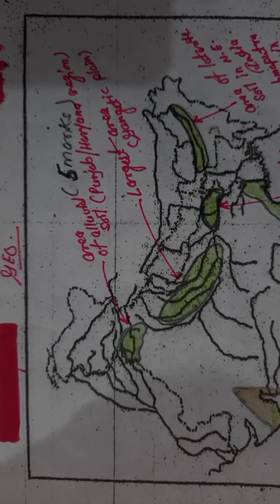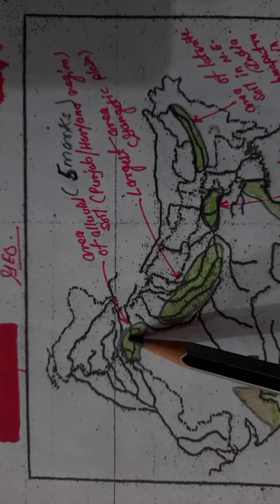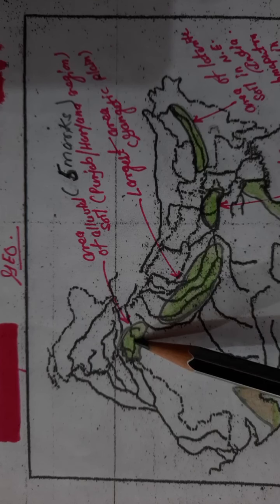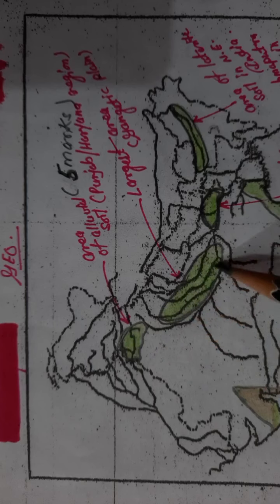As you can see here, the area of alluvial soil you can see in Punjab and Haryana is one of the areas you can show. If a question asks, mark one area of the alluvial soil, you can mark this area also. Alluvial soil, one area asked.